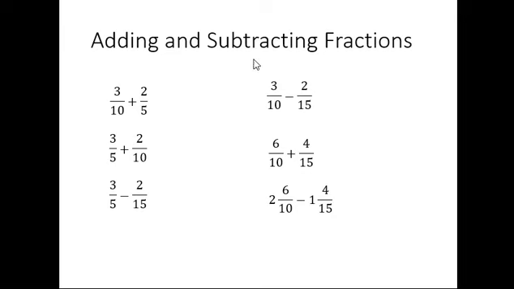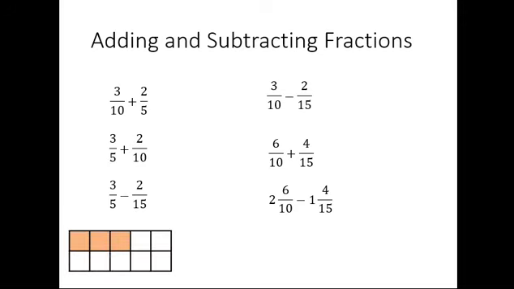So let's do some of these as examples of how you should do this. If I have 3/10 add 2/5, well, let's use a diagram first to represent this. Here I've got 3 out of 10 squares shaded in, and you can see that the lowest common multiple of 5 and 10 is 10, which is why I've used 10 squares.